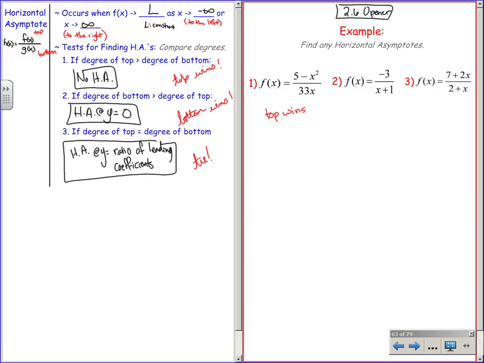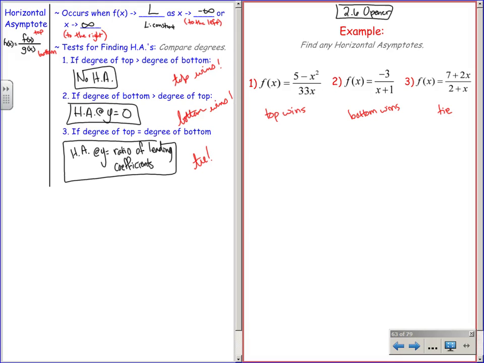How about number 2? Who won? What was the degree of the top? Exactly. X to the 0, because anything to the 0 power is 1. The bottom is x to the 0 power. Bottom wins. How about the last one? So let's see. Oh, hey, it was right in order. Anyway, unintentional, maybe, not really. But coming back. So what are the answers?